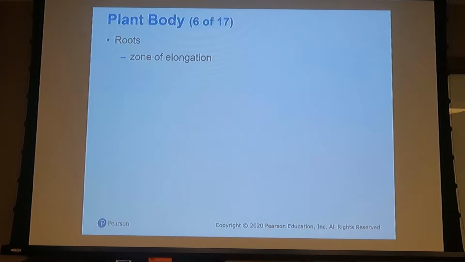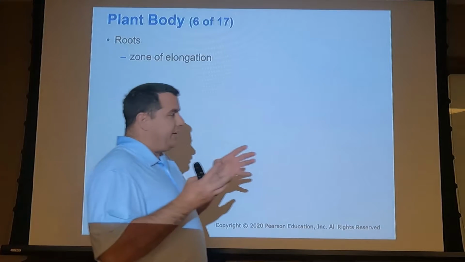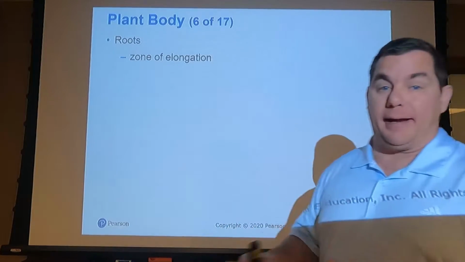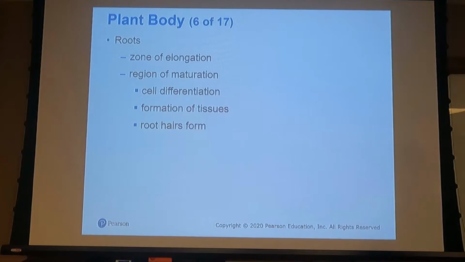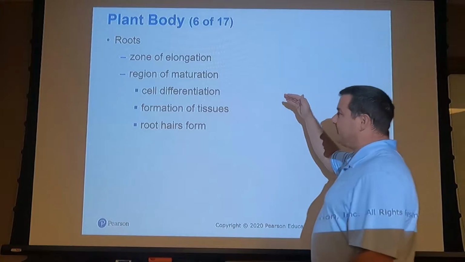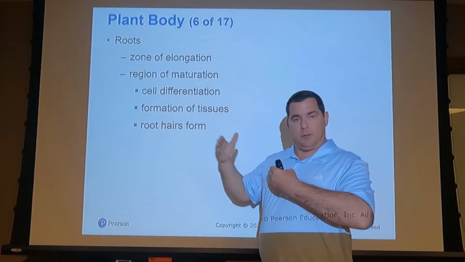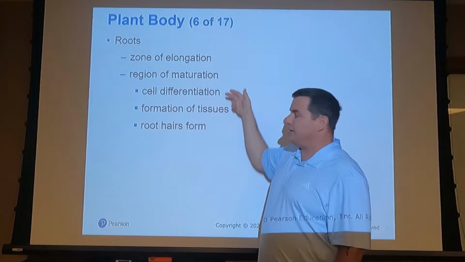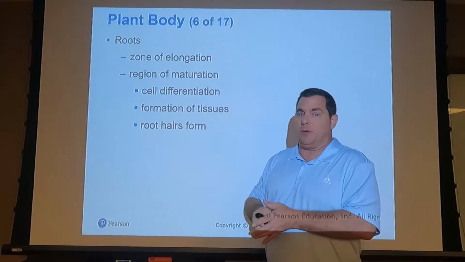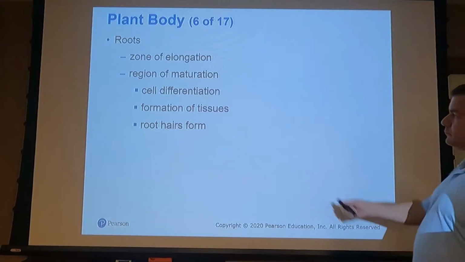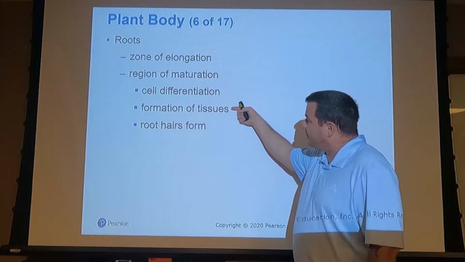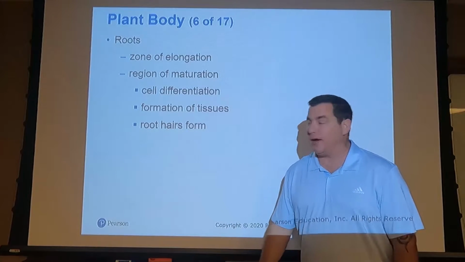In the roots, we have the zone of elongation. So there's this area where cells are only going to elongate. Kind of makes sense, right? The zone of elongation. We have the region of maturation. So after the cells elongate, then they mature and differentiate. So this might be a meristematic tissue. This might be a complex tissue or a permanent tissue. So differentiation, the formation of those tissues, and then we also have root hairs that form.